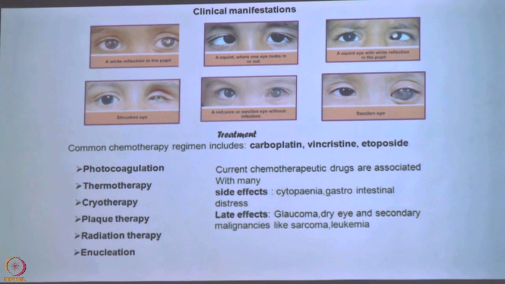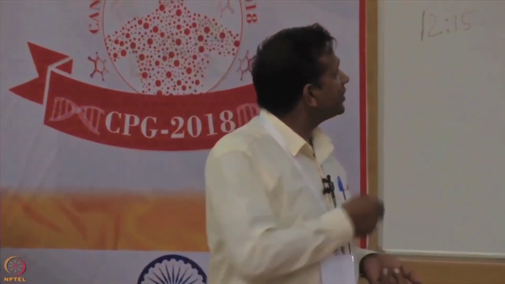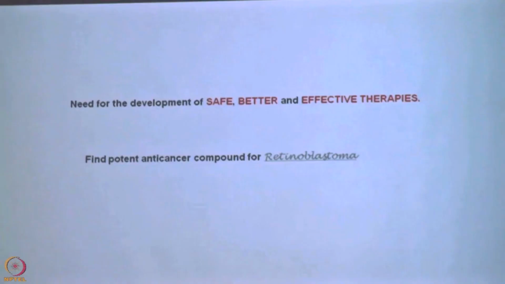If there is no timely treatment, enucleation is the only option, and the chance of metastasis is very, very high. So what should you do? Most of the time, what happens is that parents are not able to take the children to the hospital, no one takes care, it reaches an aggressive stage, and then there is almost nothing. So what do we need? We need the development of a safe, better and effective approach. What do you need at this time? You need some drug. Whatever drug is there, it is also not able to cure, and it has very high side effects.